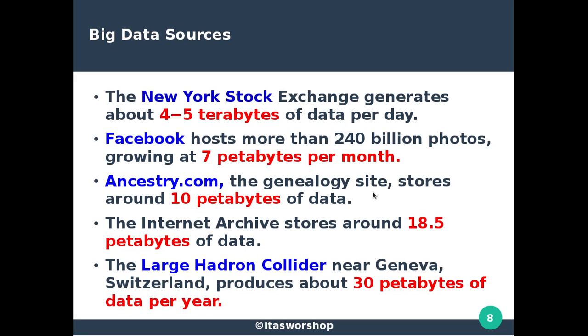Now there are some sources, some examples we can consider, like how this data is getting generated, from where this data is generated. There are a lot of sources, but let's see a couple of examples. New York Stock Exchange generates about 4 to 5 terabytes of data per day, and Facebook is generating 27 petabytes per month. So that's the rate at which it is going, and right now it has got 240 billion photos and other items. There is one website, ancestry.com.